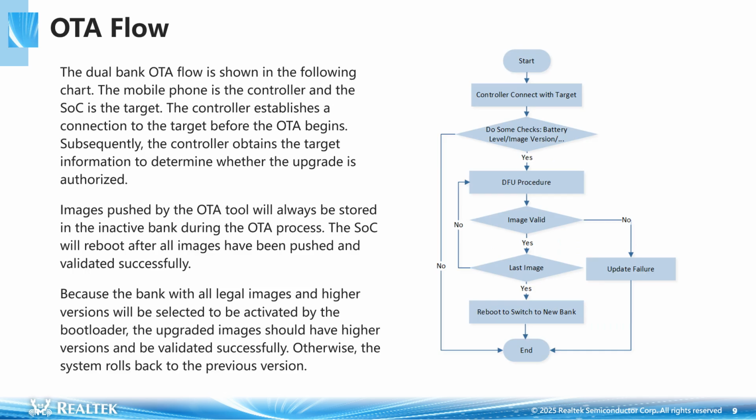The dual bank OTA flow is shown in the following chart. The mobile phone is the controller and the SoC is the target. The controller establishes a connection to the target before the OTA begins. Subsequently, the controller obtains the target information to determine whether the upgrade is authorized. Images pushed by the OTA tool will always be stored in the inactive bank during the OTA process. The SoC will reboot after all images have been pushed and validated successfully.